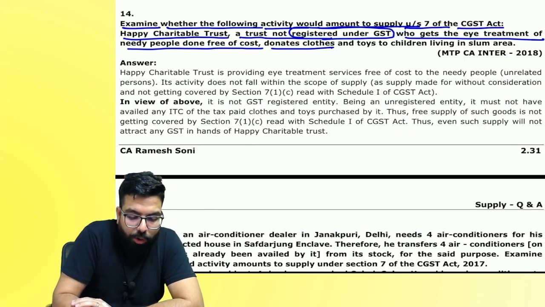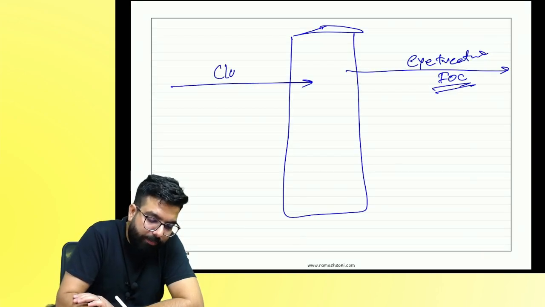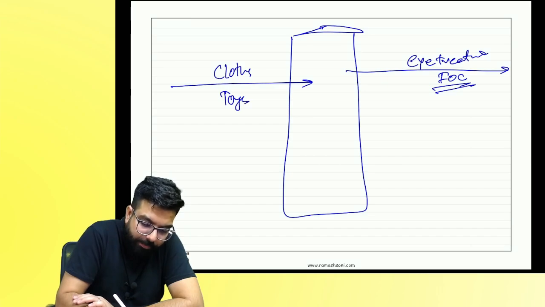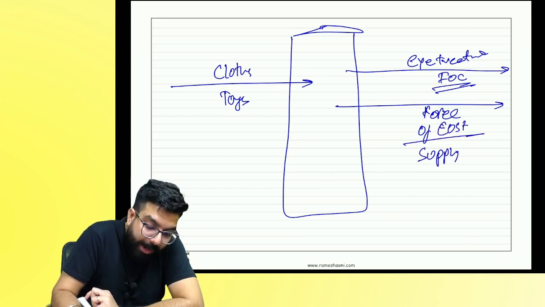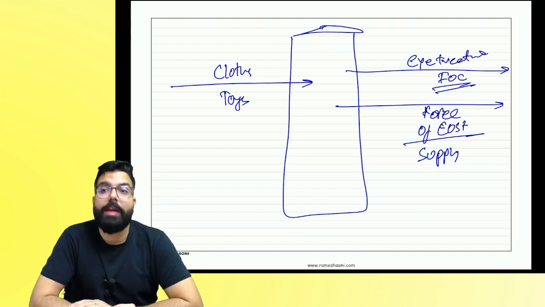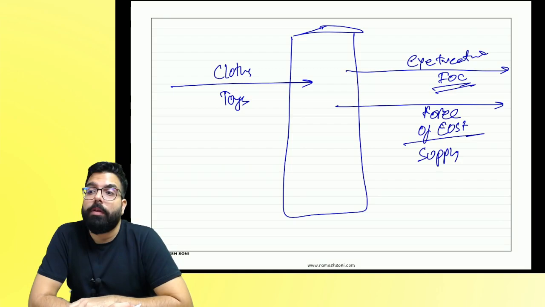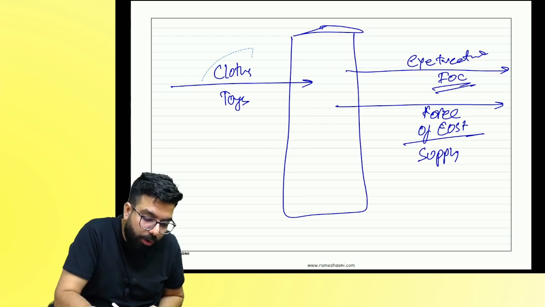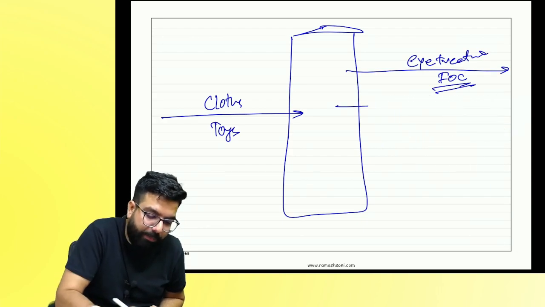What else did they do? Donate clothes and toys to children in a slum area. It means they bought clothes, they bought toys, and they gave all this free of cost. Right, everyone? Will it be a supply? Why yes, why no? They bought clothes or toys and gave them free of cost.